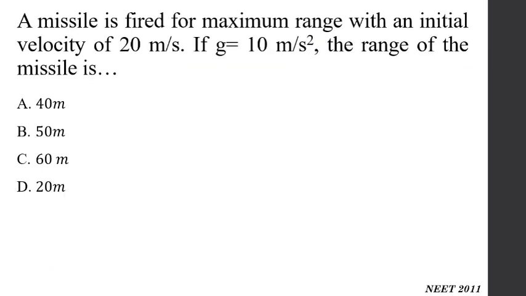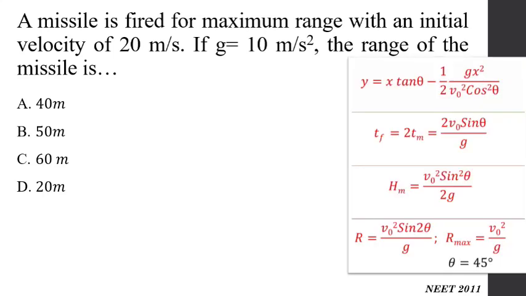The first problem is: a missile is fired for maximum range with an initial velocity of 20 meter per second. So what is given? The initial velocity of the projection is given, that is 20 meter per second, and maximum range is given. For maximum range, what is the condition? Theta should be equal to 45 degrees. That means indirectly theta is also given, 45 degrees. g equals 10 meter per second square, so acceleration due to gravity is also given. The range of the missile is asked, so we need to find the range of the missile.